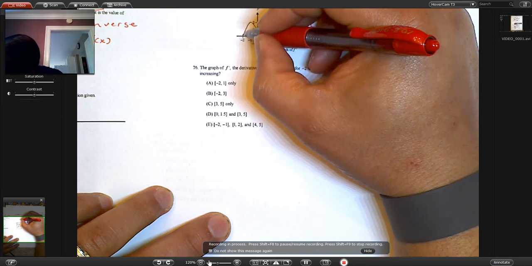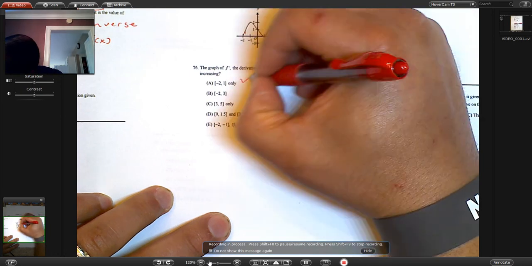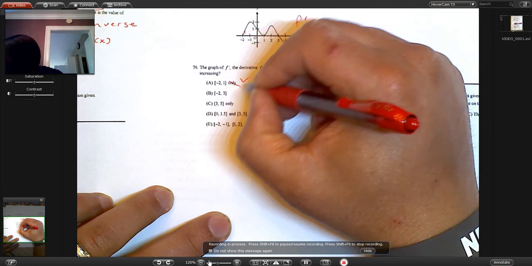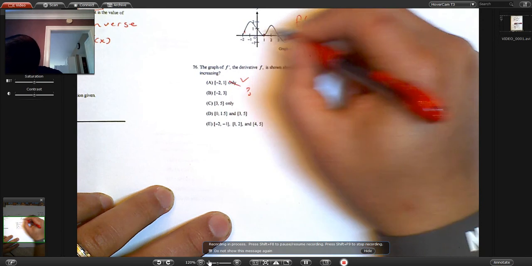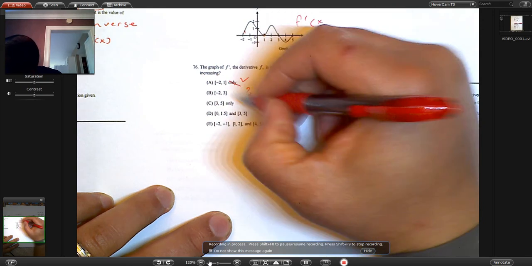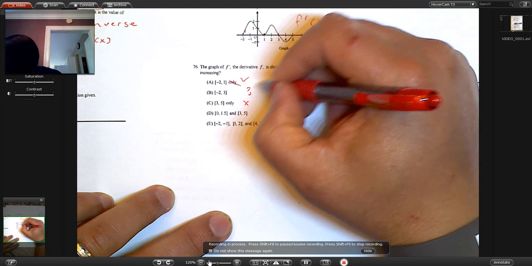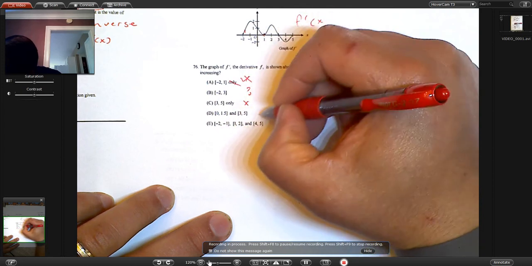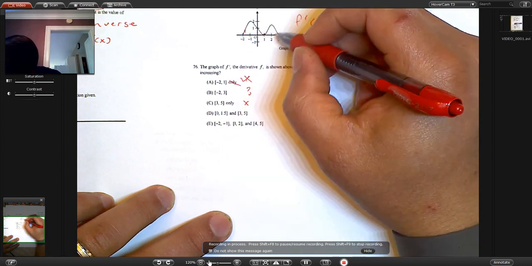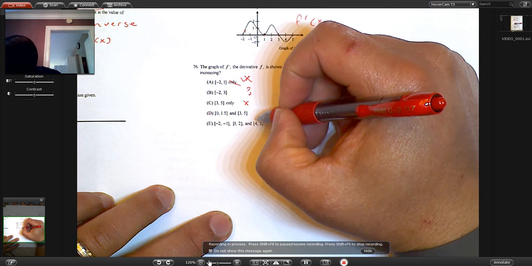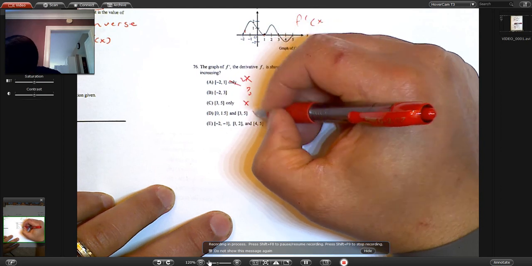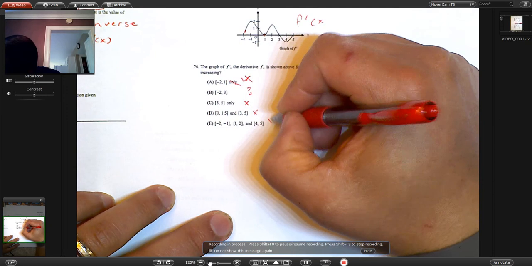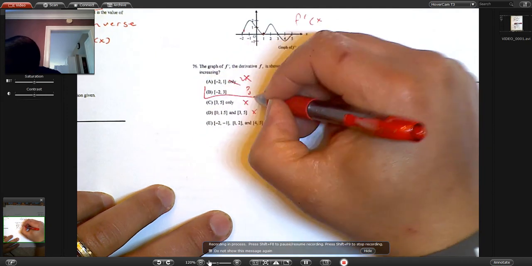Definitely increasing on negative 2 to 1, but not only negative 2 to 3. It kind of stopped right there, but it doesn't say that it touches 3 to 5. That's definitely not it. 0 to 1.5 and 3 to 5? No. Negative 1, 4, 5? No. So it's got to be that one.